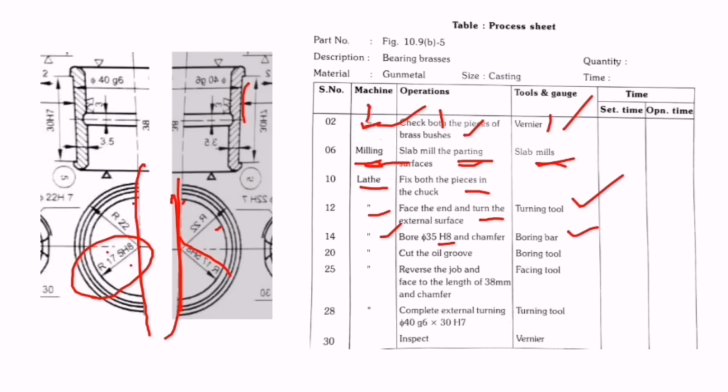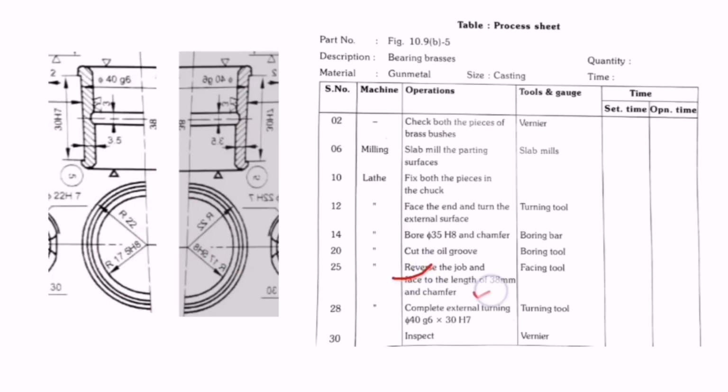With the boring tool, do the boring operation and chamfer it. Next, cut the oil groove. So here it is, the oil groove is here. So cutting the oil groove is done with the boring tool only. Next, reverse the job, face to the length of 38 mm and chamfer.